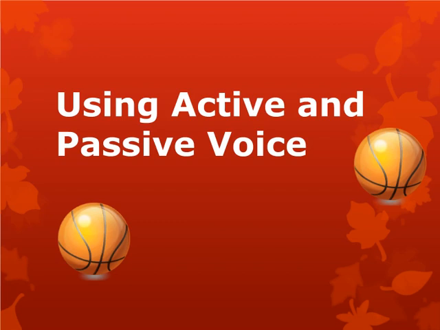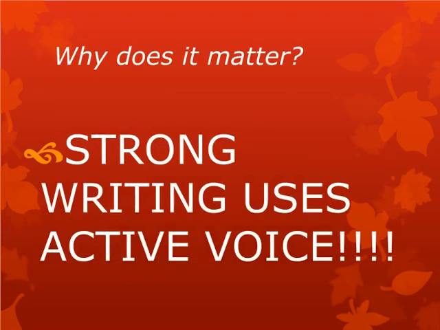In English grammar, verbs have 5 properties: voice, mood, tense, person, and number. Here, we are concerned with voice. The 2 grammatical voices are active and passive. Why does it matter? Strong writing uses active voice.